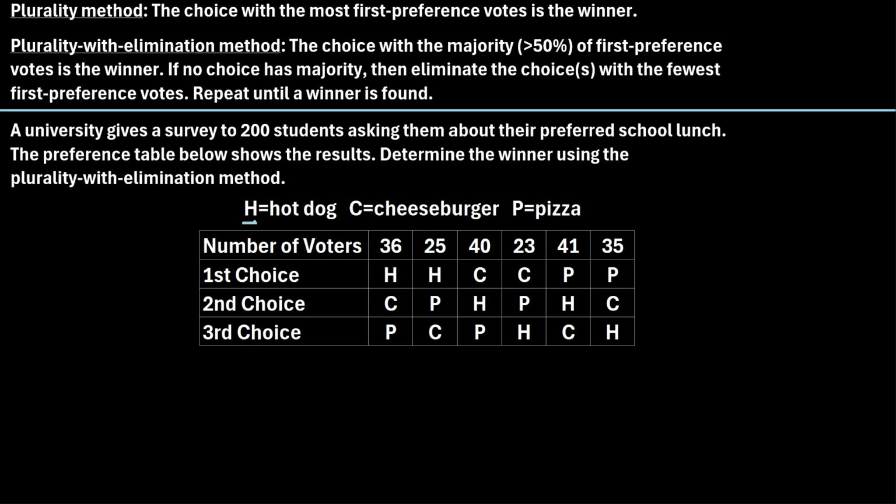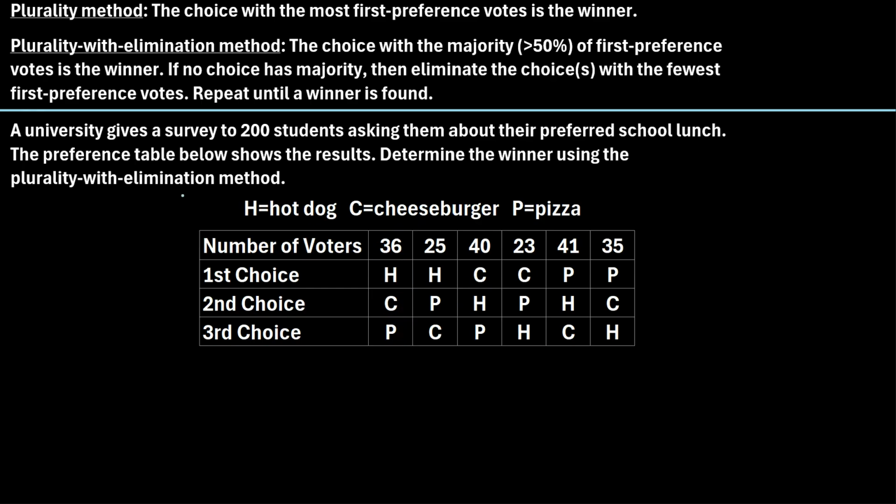In this table, H stands for hot dog, C stands for cheeseburger, and P stands for pizza. So for example, 36 students out of the 200 said that hot dog would be their first choice, cheeseburger would be their second choice, and pizza would be their third choice. So that's how you can interpret the results of this table.